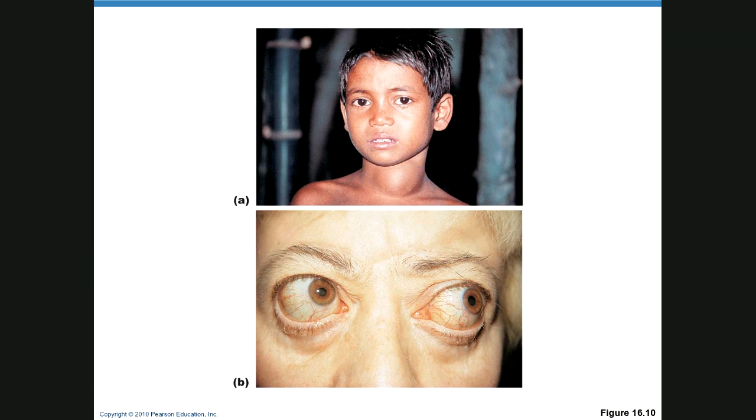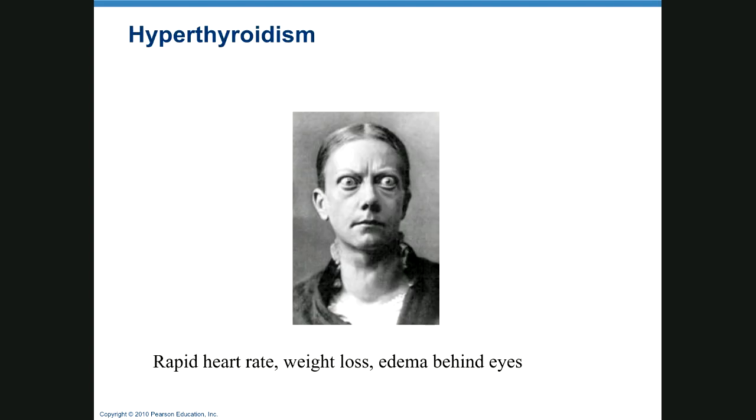Now, this should probably have been on a different page, but if you notice, this individual's eyes are bugging out a bit. This is because of edema behind the eyes, and this is in hyperthyroidism. This is an individual with hyperthyroidism.